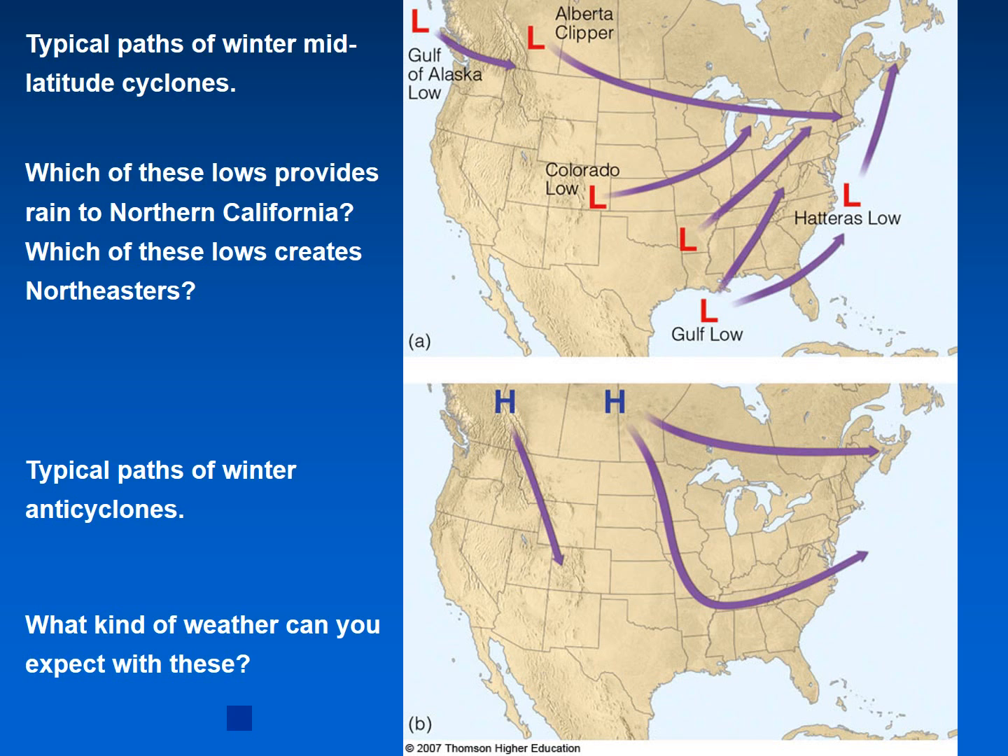And then these lows can move northeast off the northeast coast, and they can develop into what are called nor'easters for short. Those are those really strong lows, those storms that bring high winds, heavy rain or snow, even rising of the ocean and flooding to the northeast coast.